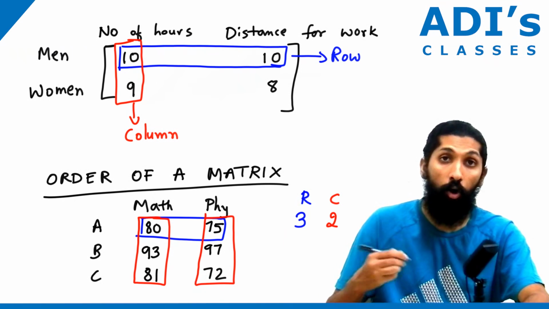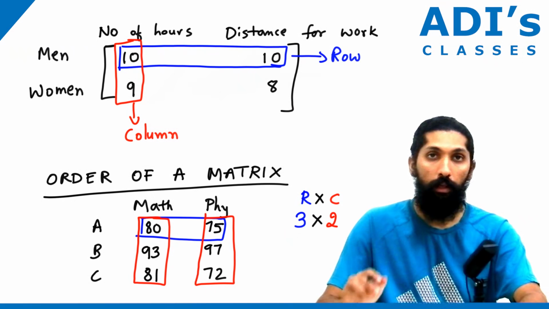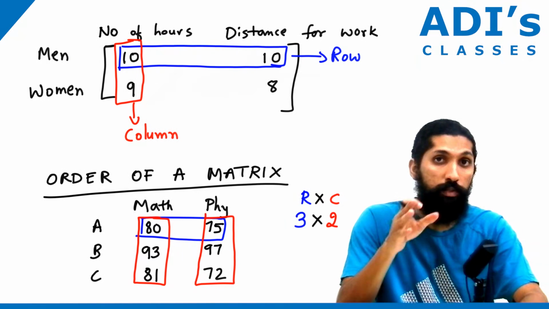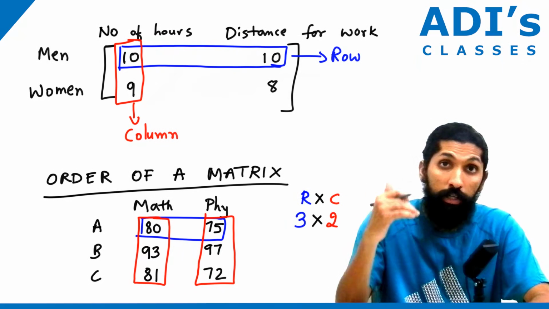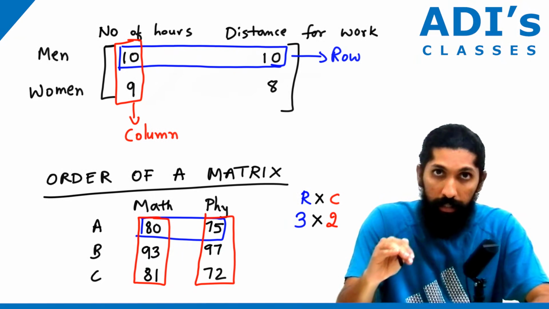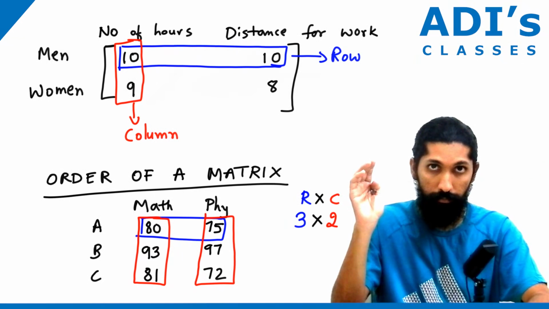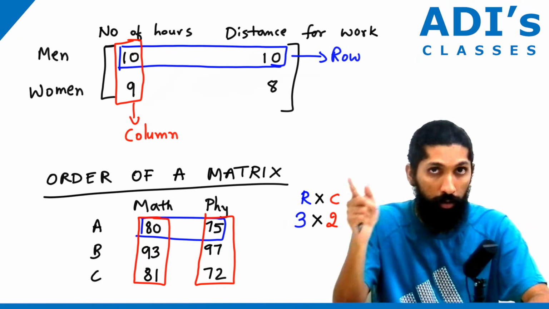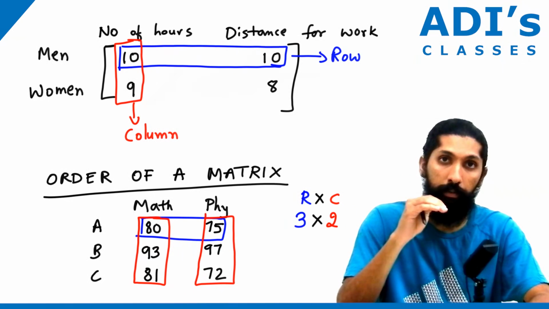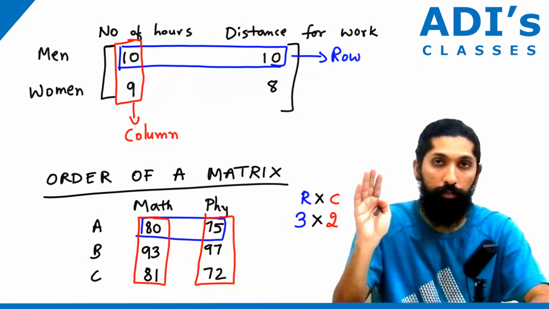Now whenever we write the order, we write it as row cross column, or 3 cross 2. So keep this in mind. Row comes first, column comes next. This is what we call an ordered pair. So always it is row by column, never column by row. Like in coordinate geometry, it's always x comma y, abscissa comma ordinate. Likewise, in a matrix, it's always row and column. It's never column by row.